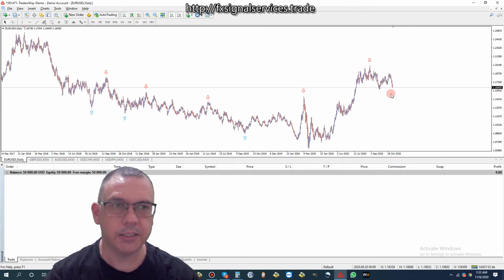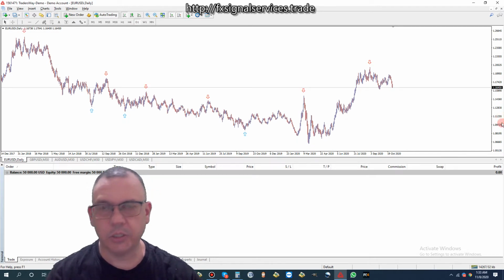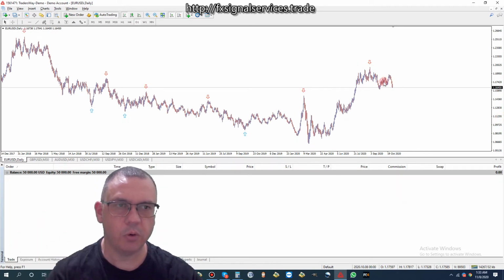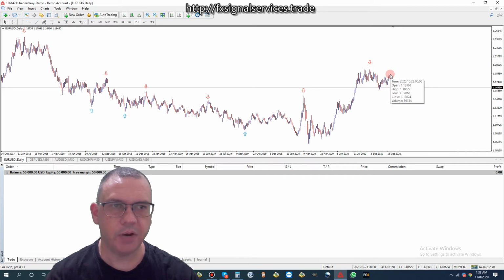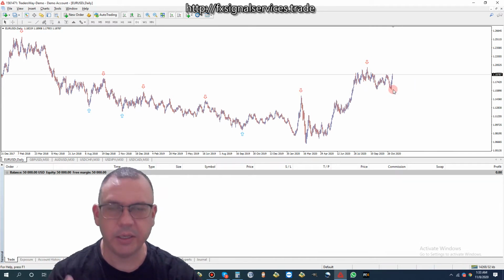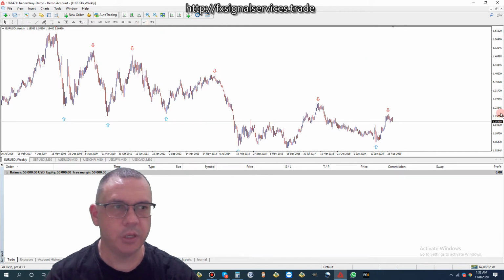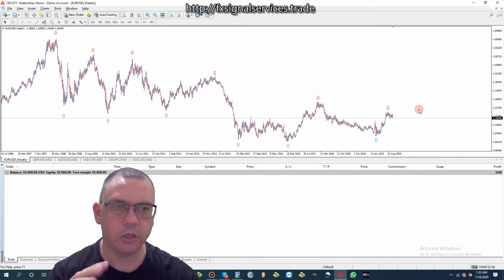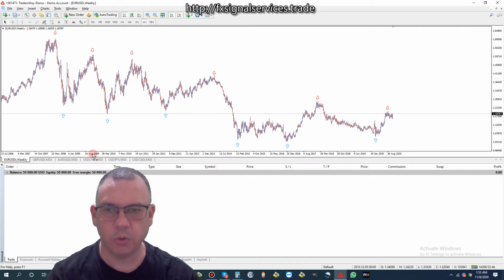Okay, let's look at the daily chart. The daily chart says a sell. It's been saying that for quite a while. We had a big rally up and now back down, so I think this will be going down. If we look at the weekly chart, the weekly chart shows to sell as well.